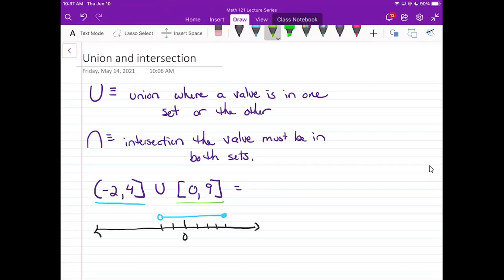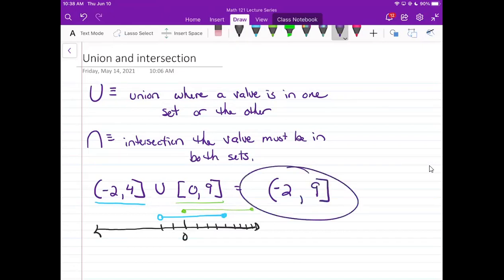And then in green, I'm going from 0, closed, out to 9, closed, because both of those are brackets. And notice the union tells me that it's either blue or green. So the overlap of those intervals goes from -2 with the parentheses, because -2 is neither blue nor green, it's an open dot, all the way out to 9 and including 9. So this interval is the union of those two.